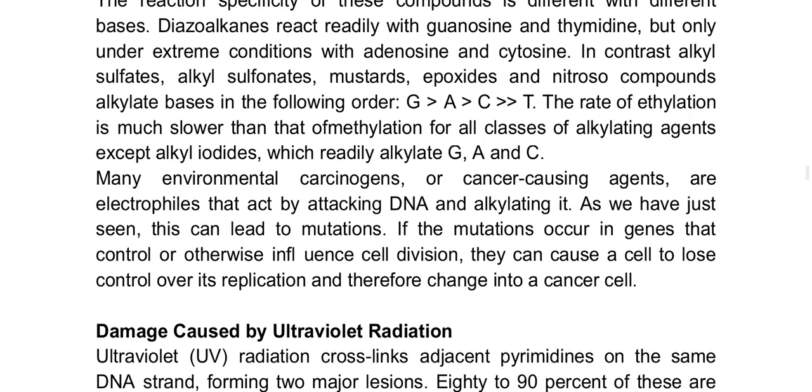Diazoalkyls react readily with guanosine and thymidine, but only under extreme conditions with adenosine and cytosine. In contrast, alkyl sulfates, alkyl sulfonates, mustards, epoxides, and nitroso compounds alkylate bases in the following order: G, A, C, T. The rate of ethylation is much slower than that of methylation for all classes of alkylating agents except alkyl iodides, which readily alkylate G, A, and C.